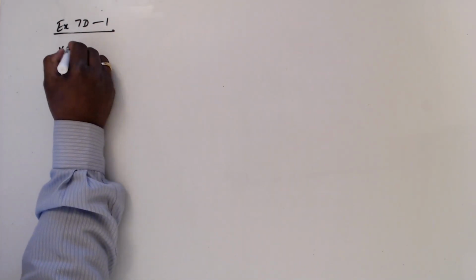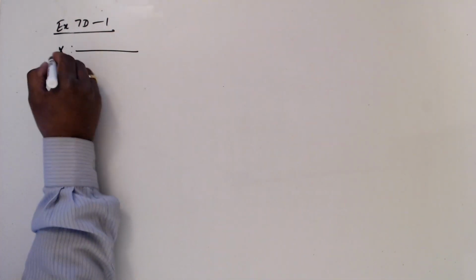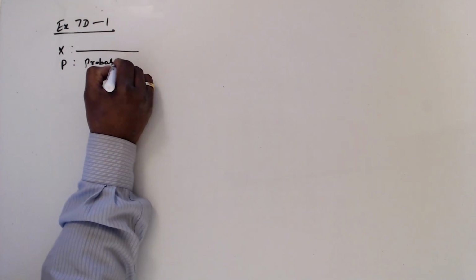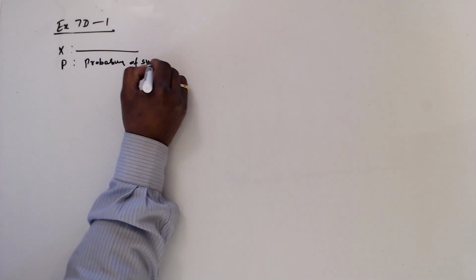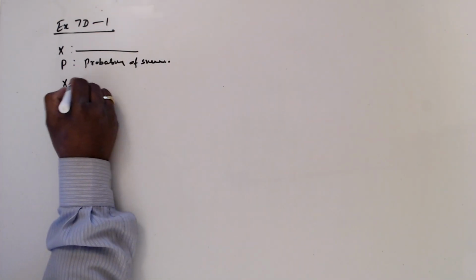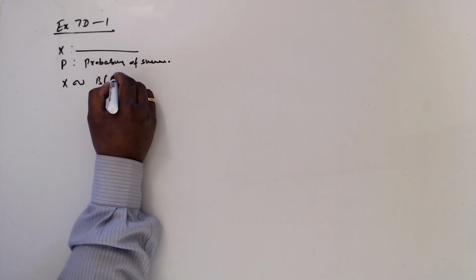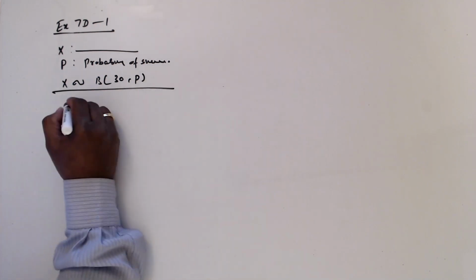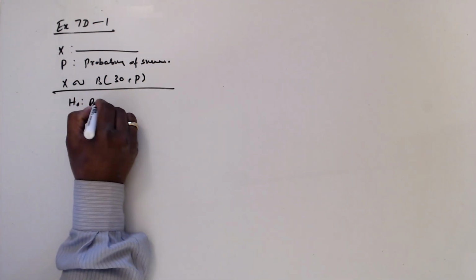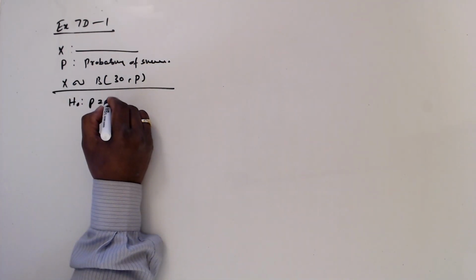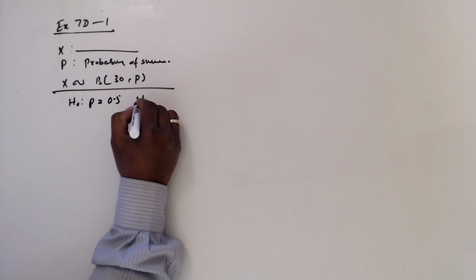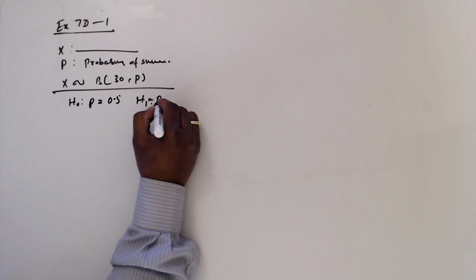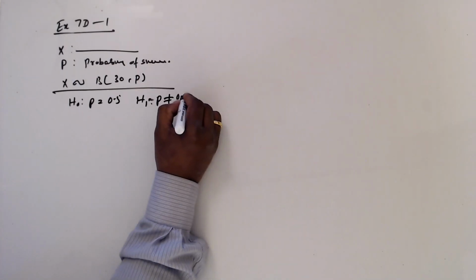So x is the test statistic; we will take that as it is. P is the probability of success, and x follows binomial B(30, p). H naught is P equals 0.5, and H1 is P not equal to 0.5.